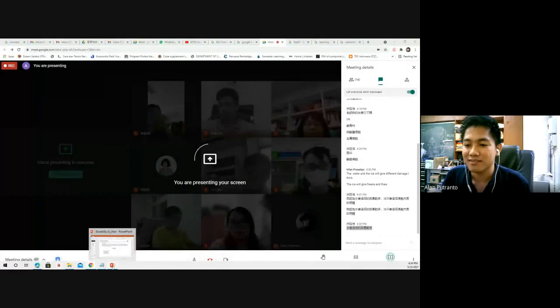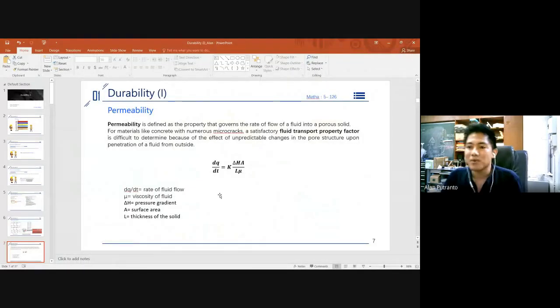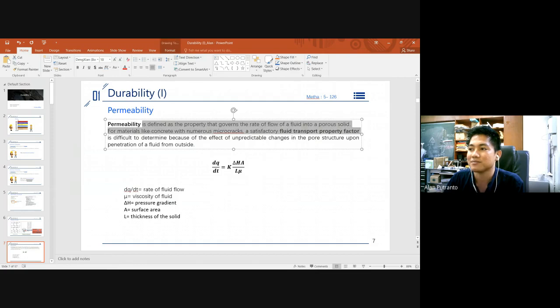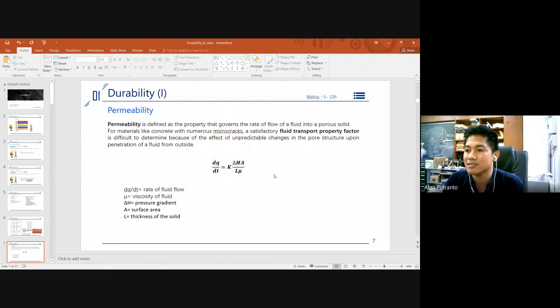If you guys have some answers, just say it with your microphone, I think that's better. Okay. Yeah, back to here. Permeability is defined as a property that governs the rate of flow of a fluid into a porous solid. Concrete will also experience permeability, but in soils also, any structure that has a porous solid will experience permeability. I think that's a key point. Okay, and then this is the common equation that we have here.